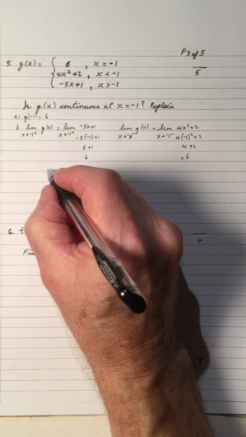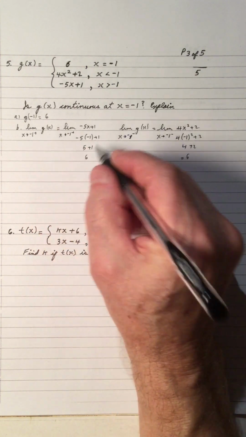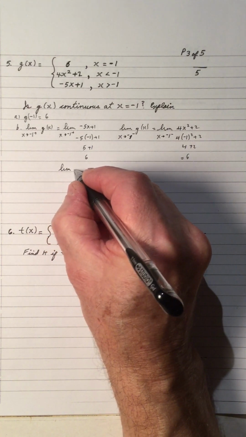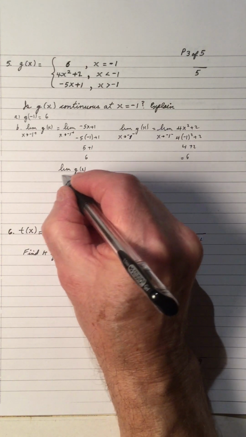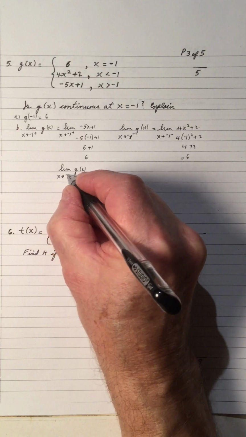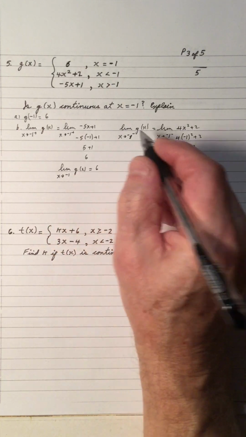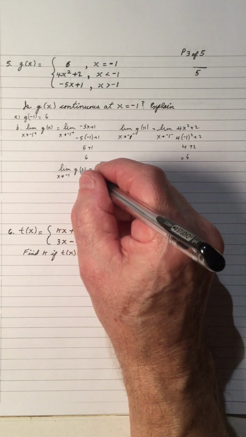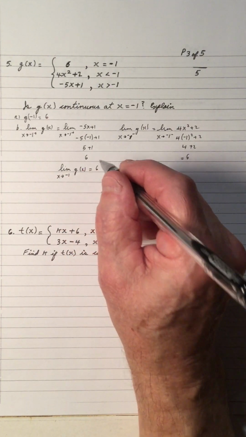So we have the limit on the right is 6. The limit on the left is 6. So that means the limit of g of x as x approaches -1 is 6, because the left side equals the right side, 6 is 6. So the limit as x approaches -1 is 6.